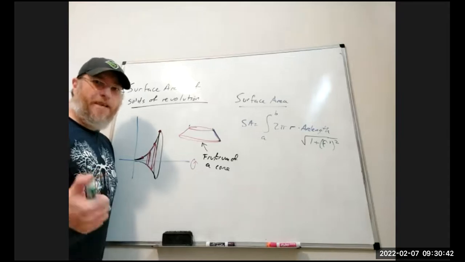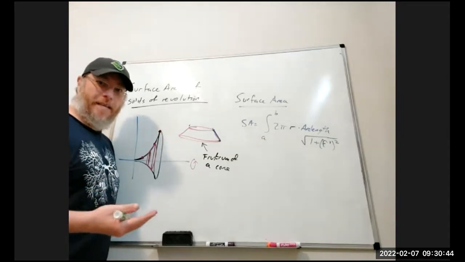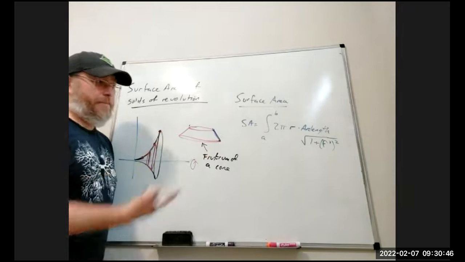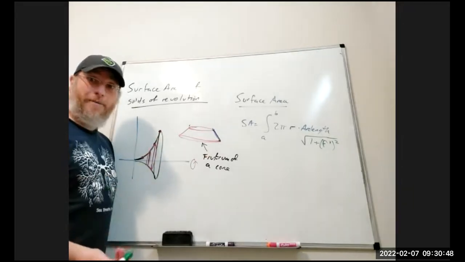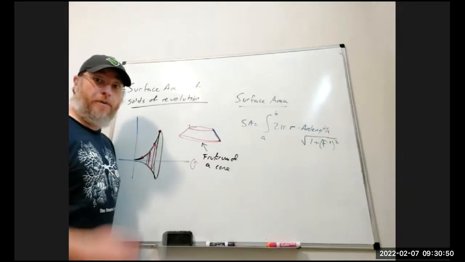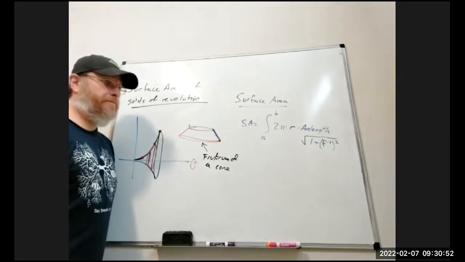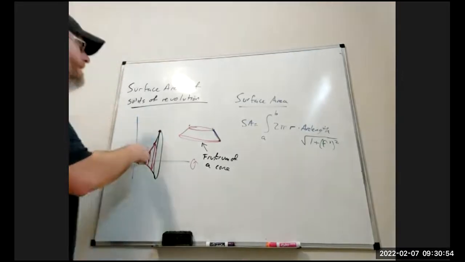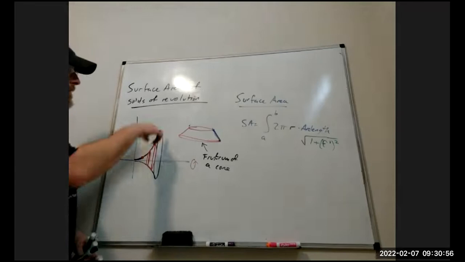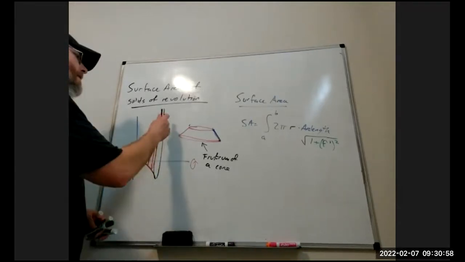So you can now see why this is incorporated in the same section, because it's very dependent on arc length. It's the exact same approach. It's just now we have to multiply by a 2 pi r. So let's come back to this one. And let's see if we can do this for y equals x squared.